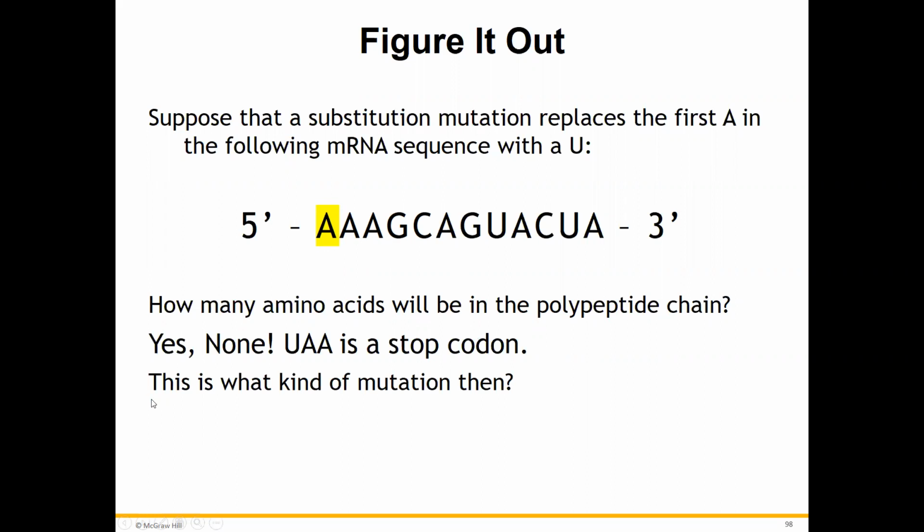So there will be none. How many amino acids? None. This is a stop codon, and so therefore you won't have any amino acids laid down. Now, what kind of mutation would this be then? If UAA is a stop codon, AAA would actually code for asparagine or ASN. But now it's coding for a stop codon. So indeed, I hope everybody got it. This is a nonsense mutation.